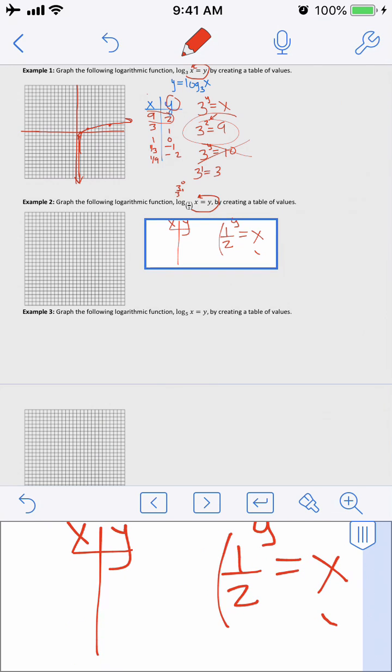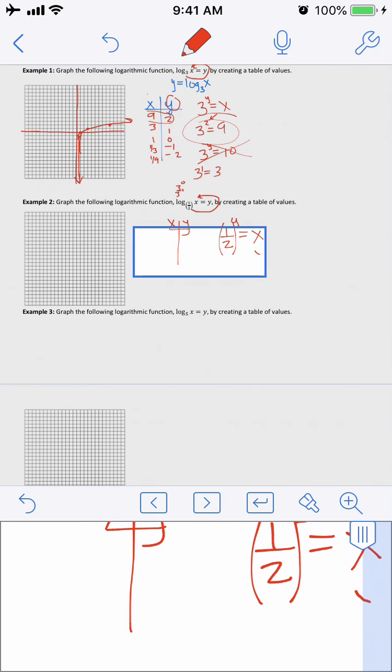Alright, so our base is a fraction, but that shouldn't scare you. We did those with exponentials, right? It doesn't really change much. It's just a fraction. So we'll do 1, 0, and -1. But notice I picked y, not x, right? I picked the right side, not the left side, in the very few cases where it's easier to find the output than it is the input.